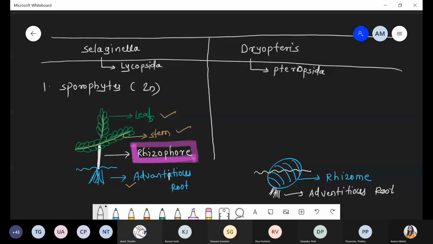I said just first of all copy the diagram, then I'll explain.